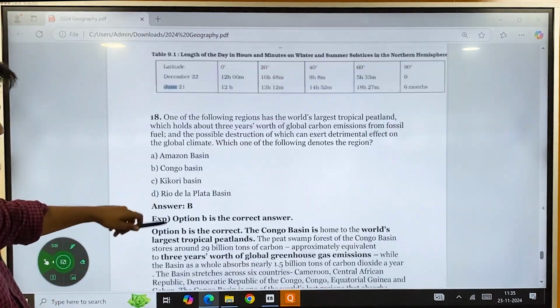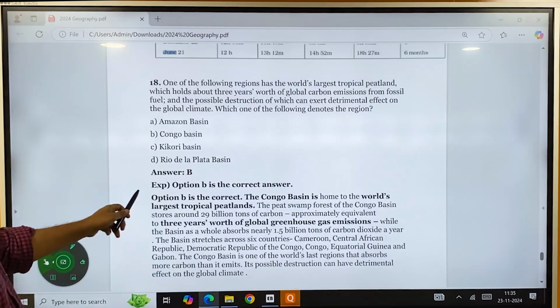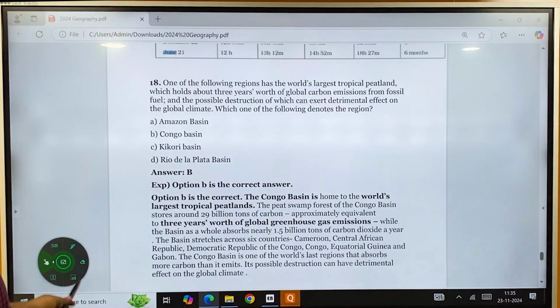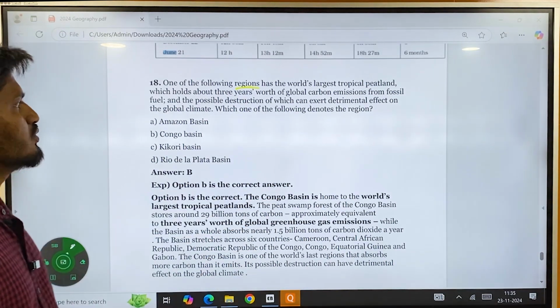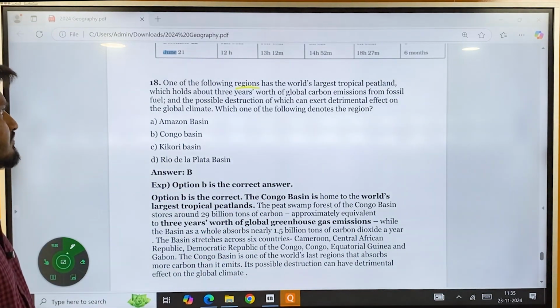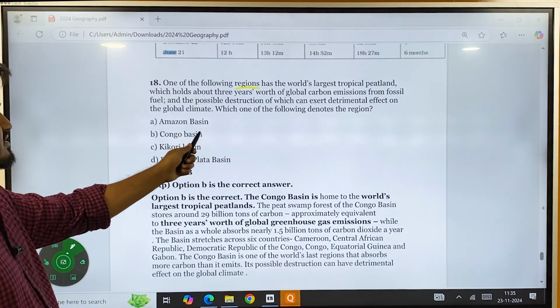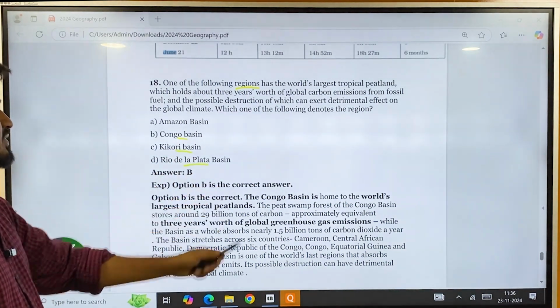So maybe the last question of this one. Okay, the last question is asking about a type of climate. One of the following climatic regions has the world's largest tropical peatland, which holds about 3 years worth of global carbon emissions from fossil fuel, and the possible destruction of which can exert a detrimental effect on the global climate. Which one of the following denotes the correct answer? So: Amazon basin, Congo basin, Kikori basin, Rio de Plata basin.